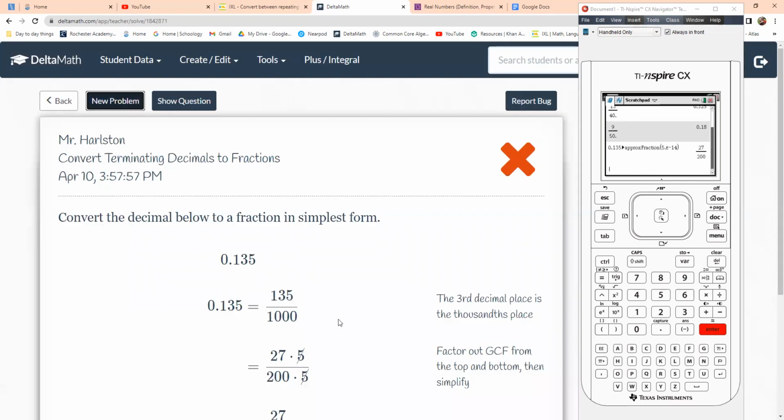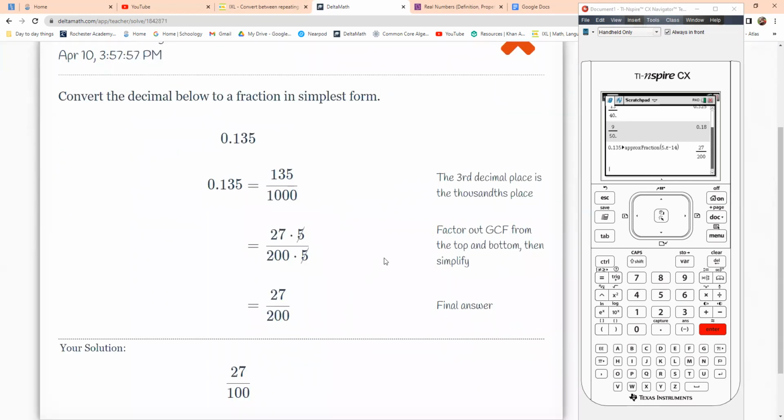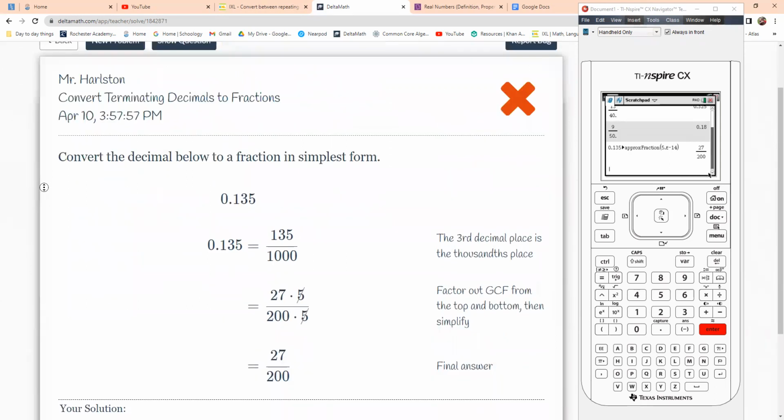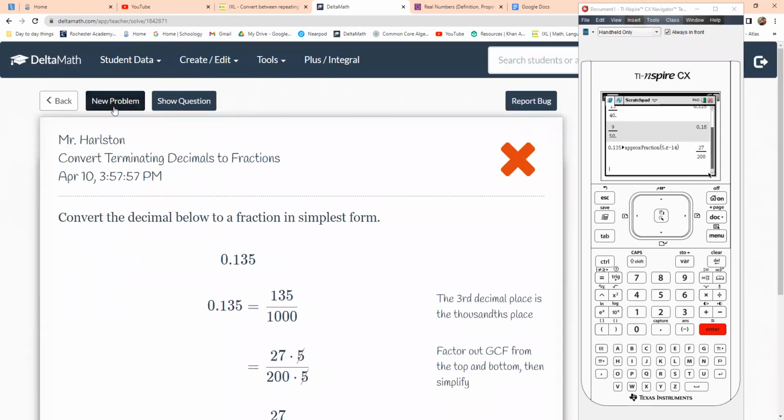And it's, oops, what happened? Oh, I'm sorry. It should have been 27 divided by 200. Oops, my eyes are bad. But that was right. I just keyed in the wrong thing. That's my bad. So let's go. New problem.